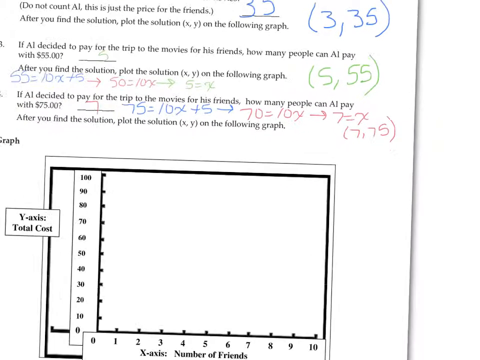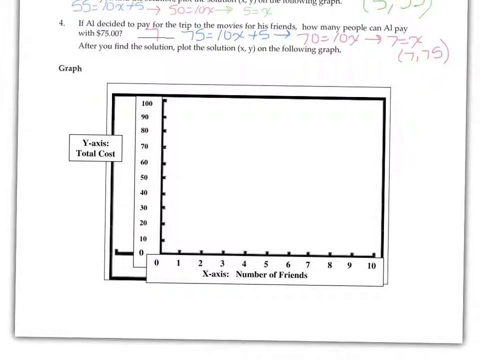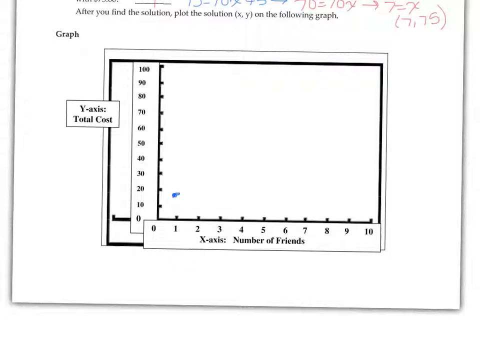So we're going to graph these ordered pairs on this graph down here. All right, x is the number of friends, and y is the total cost. So we're going to make these ordered pairs into points. One friend, $15. So that's going to go right about there. What were our other ordered pairs? 3 friends, $35. So that's going to go right about there. 5 friends, $55. And that should go there. And 7 friends, $75. It's really hard to do this without grid marks, isn't it? There we go.